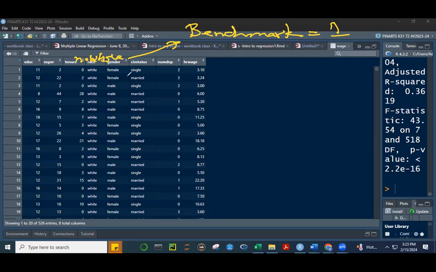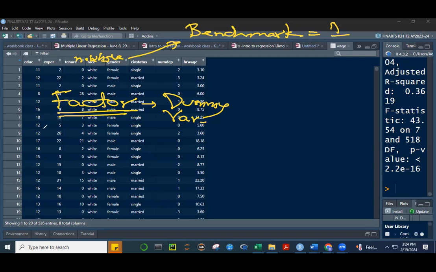Okay, what's happening, class? If a variable is a factor, technically, before it became a factor, it's a categorical variable, right? When it's a factor, what R does is dummify it. Dummy variables. So what does that mean? We're going to create dummy variables out of this factor here. So how many dummy variables? The number of dummy variables should be the number of levels minus 1.